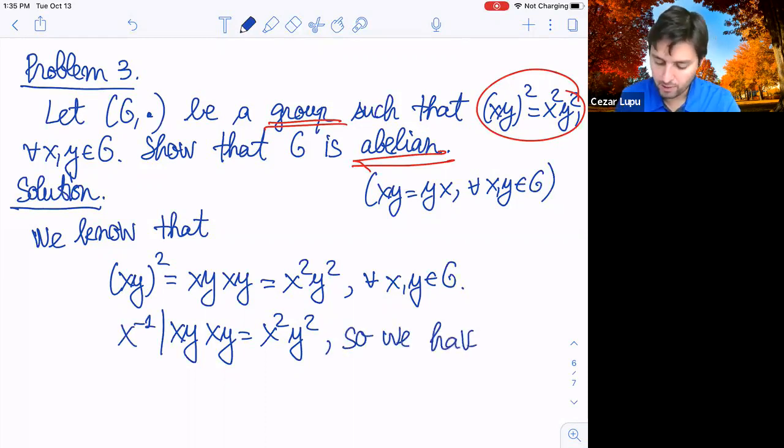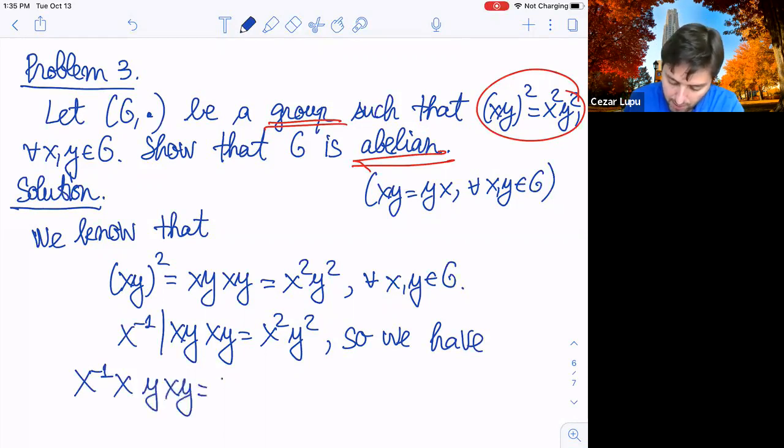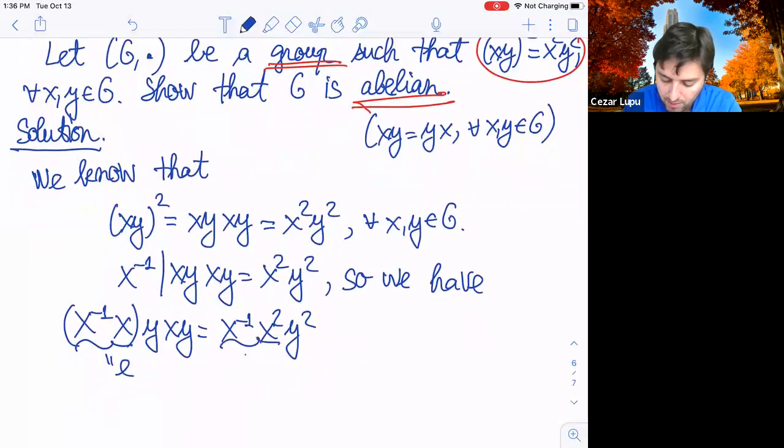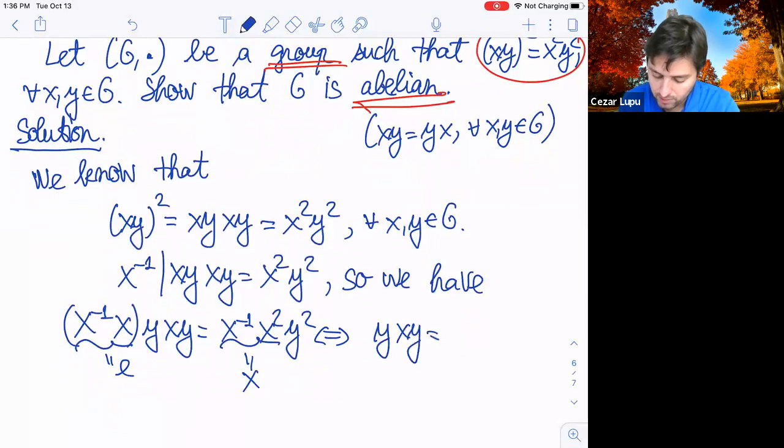So what do we have? We have x inverse x, and we know that this is a group, so we can associate them any way we want. y, x, y, x inverse x squared, y squared. So we can associate these two. This will give me the identity element, and this will give me the element x. So this will be equivalent with y x y equals x y squared.